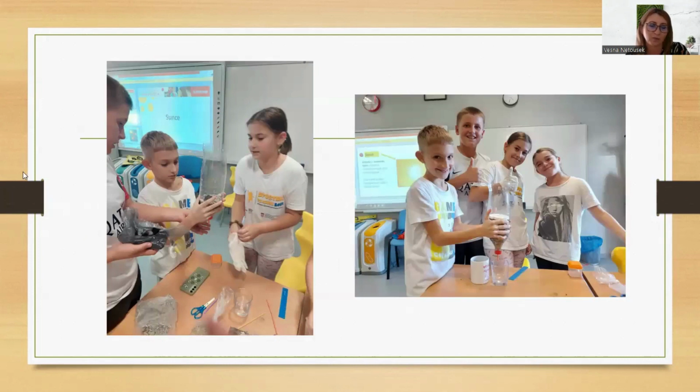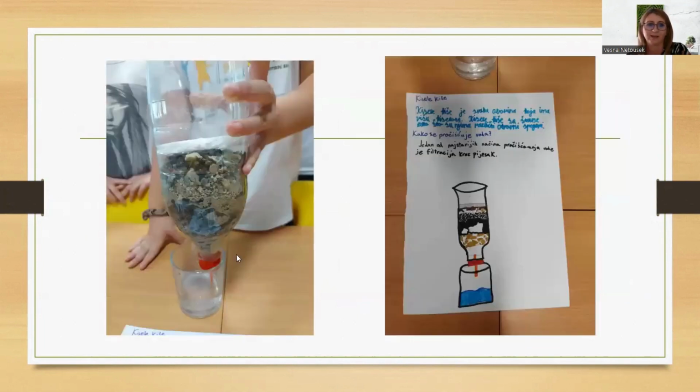Okay, so this is the group that was trying to make a procedure. They were trying to do an experiment. You can see the photo where children are putting different types of soil or sand in layers. Here they are trying to show you how it works. Then here's a picture that shows you from close how to purify water.